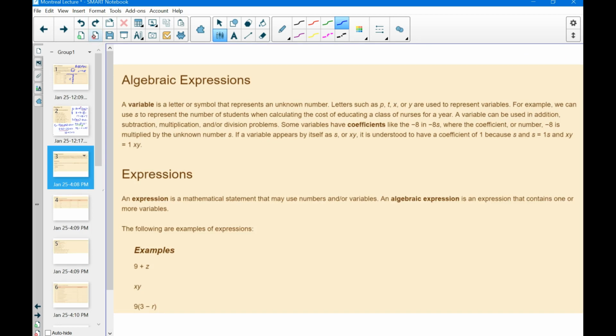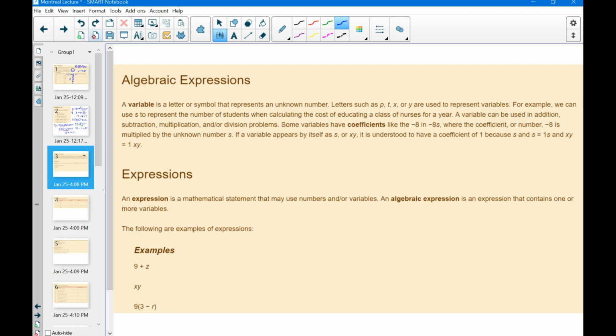An algebraic expression. A variable is a letter or a symbol that represents an unknown number. Okay, so most commonly you're going to see x, y, z for these variables, and basically they just represent a number. When I start doing these, I'm going to break it in slowly. I'll show you what I mean by just a number.